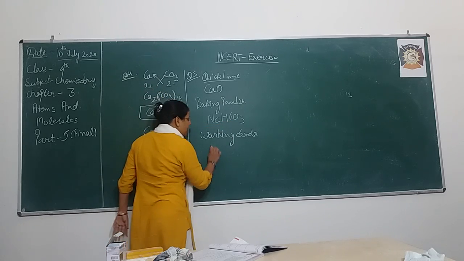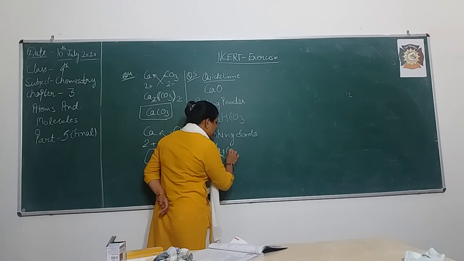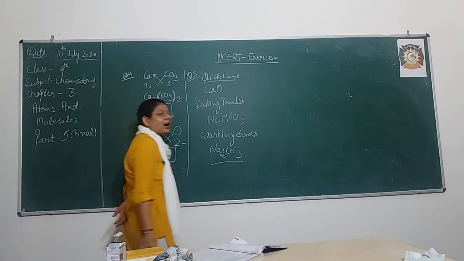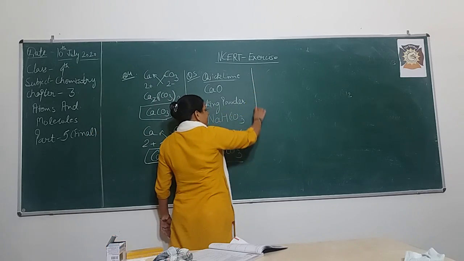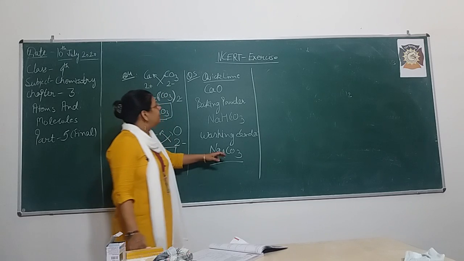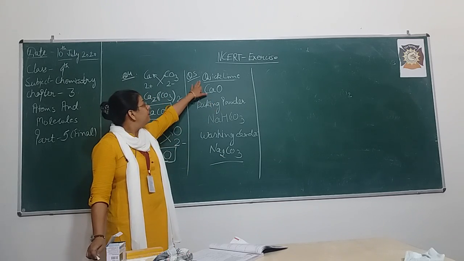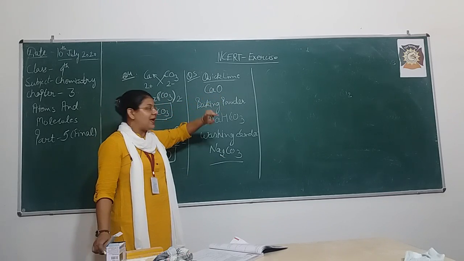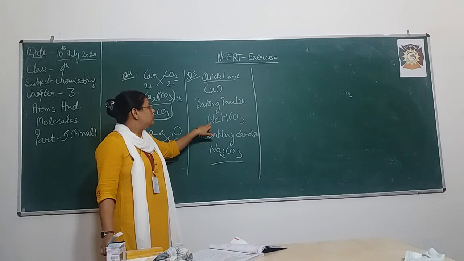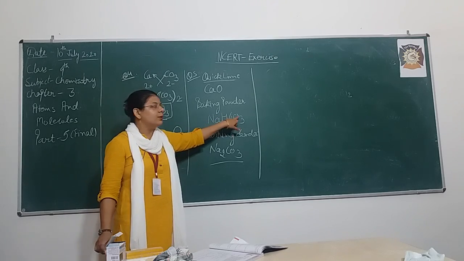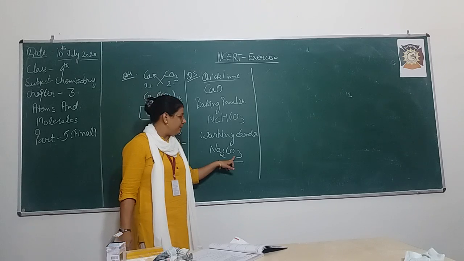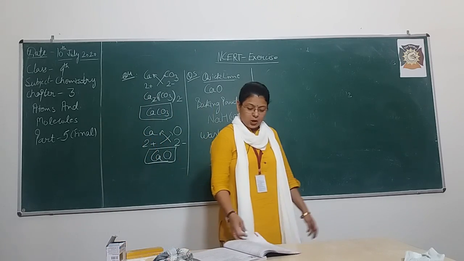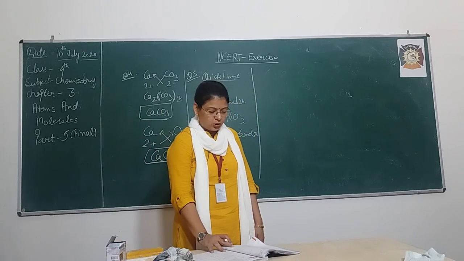But washing soda is Na2CO3, sodium carbonate. So you have to tell the names of the elements. Here, it contains quicklime: calcium and oxygen. Baking powder has sodium, hydrogen, carbon, oxygen. Washing soda has sodium, carbon and oxygen. So you have to name the elements only.